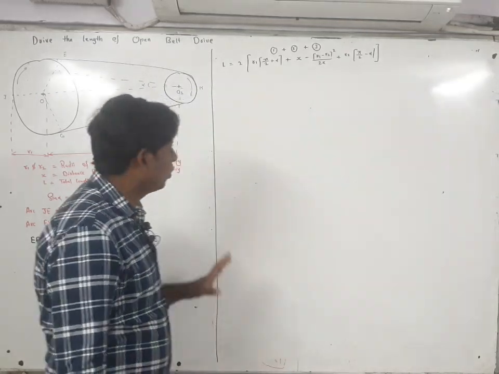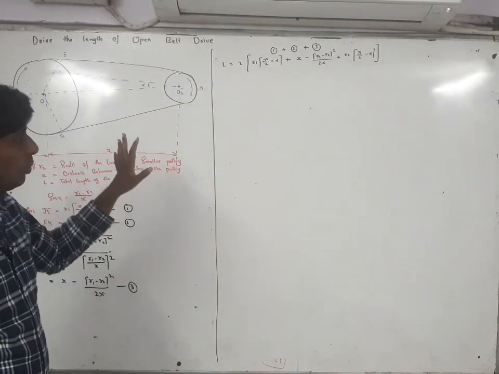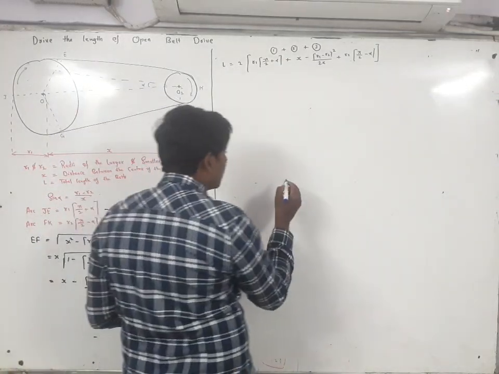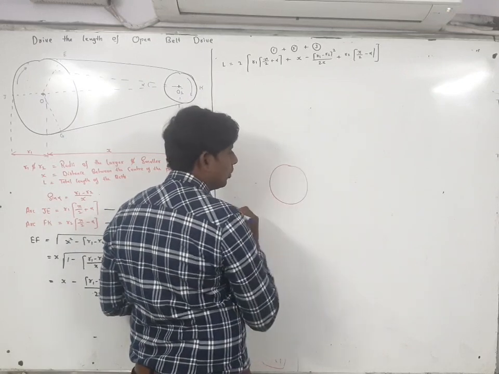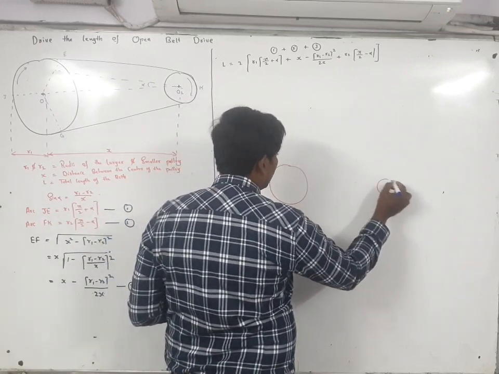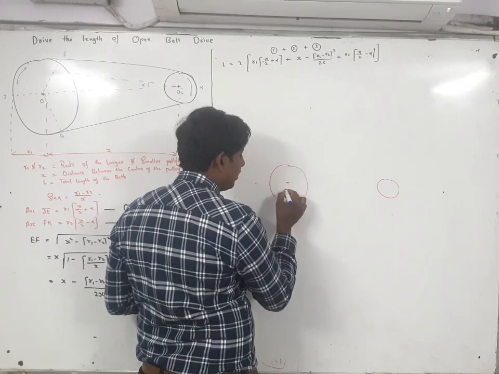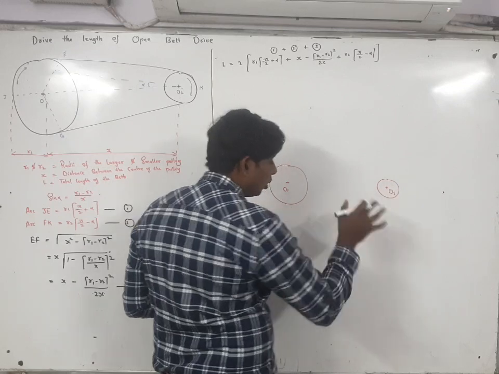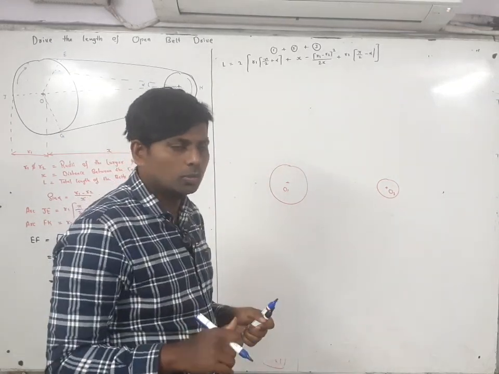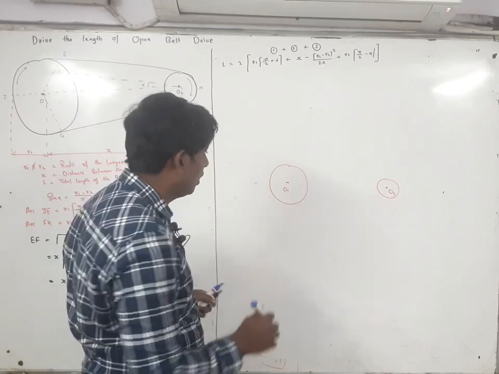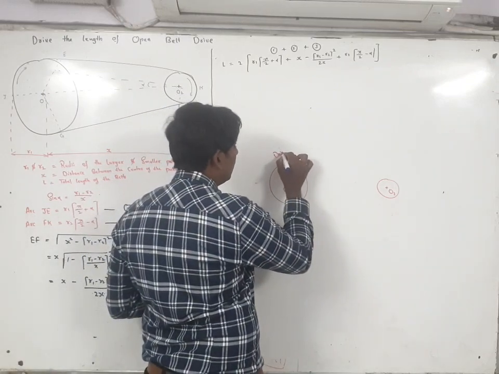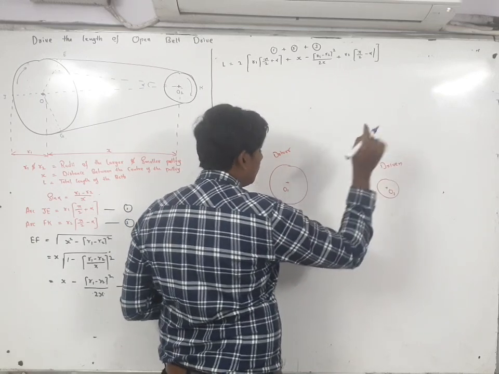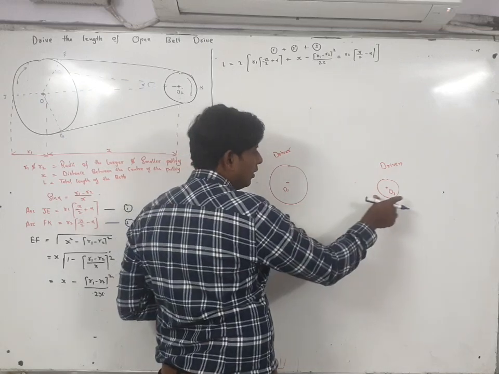Before writing this, here is what you have to write. This one is the driver pulley, and this one is known as the driven pulley. The driver pulley is designated with the letter O1. All this theory you have to write in your notes. This is the driver pulley and this is the driven pulley.